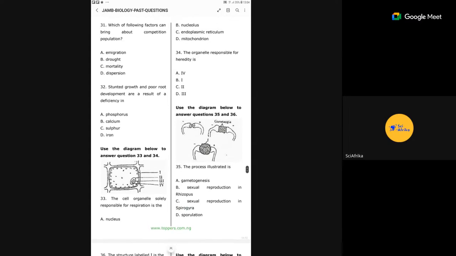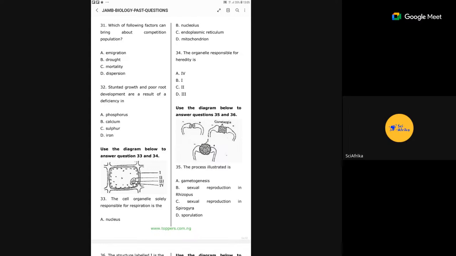So 34, the organelle responsible for heredity is what? Heredity has to do with what? With inheritance of traits from parents to offspring. So we have the nucleus as the principal organ for heredity in the cell.